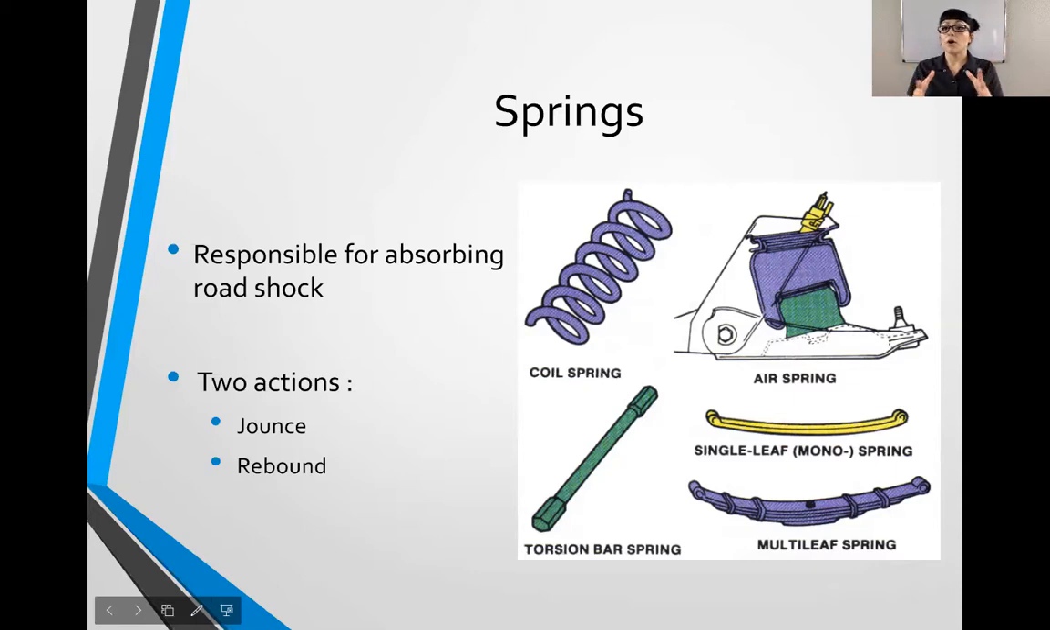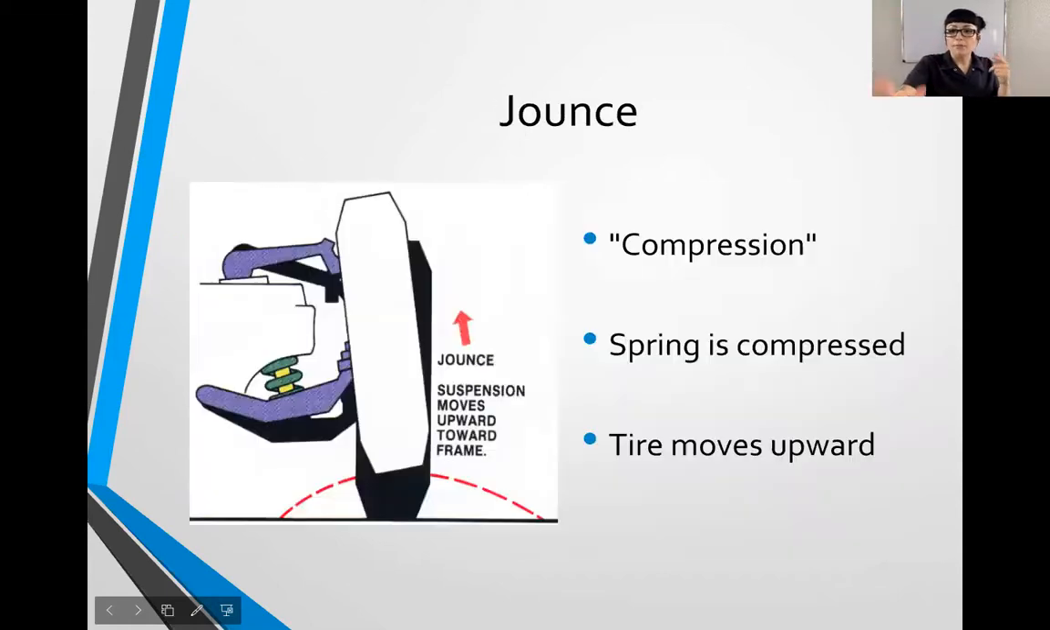Our springs are responsible for absorbing road shock. They have two motions or actions when they are compressed. Let's say you go over a bump, jounce. That is going to push the wheel up into the wheel well, and your spring is going to shorten, right? If it's a coil spring. We'll talk about the different types of springs. That is where our tire moves upward.